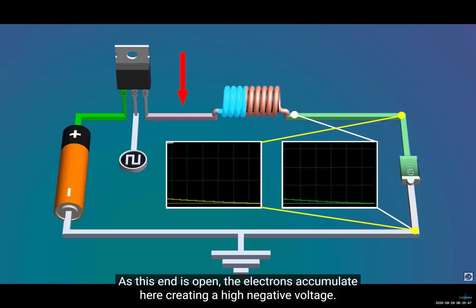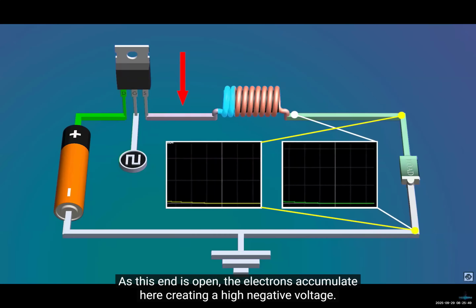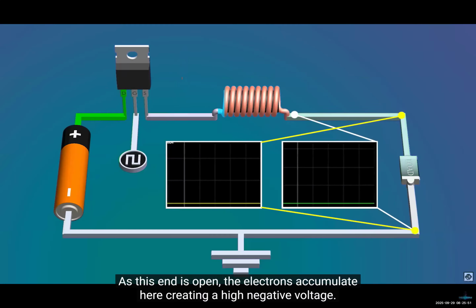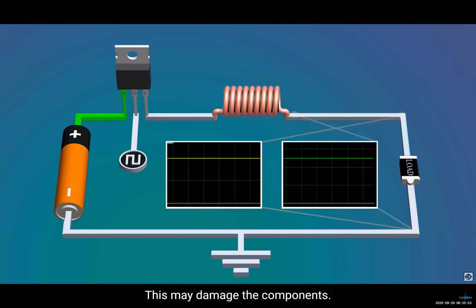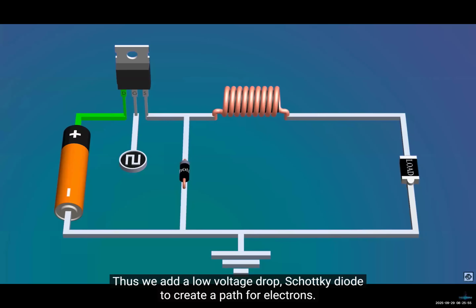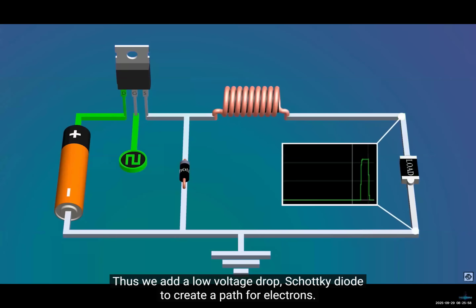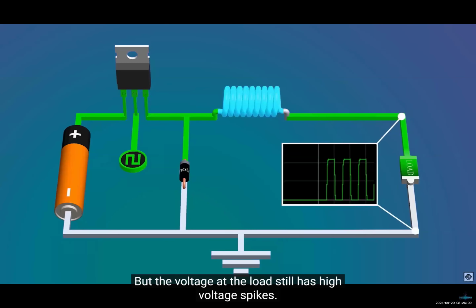As this end is open, the electrons accumulate here, creating a high negative voltage. This may damage the components. Thus, we add a low voltage drop Schottky diode to create a path for electrons. But the voltage at the load still has high voltage spikes.